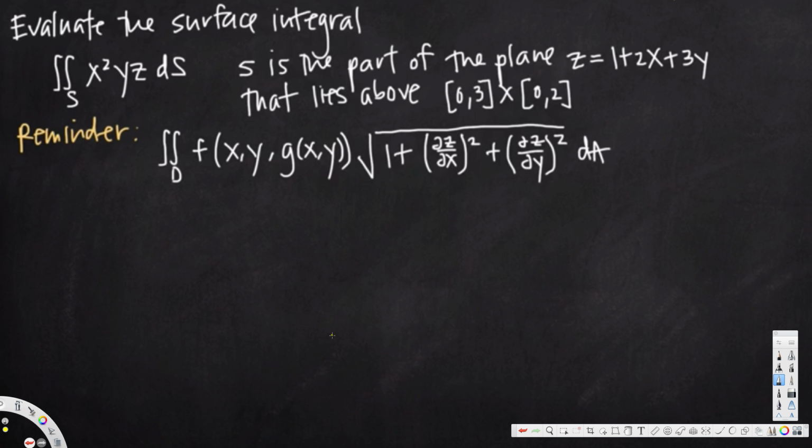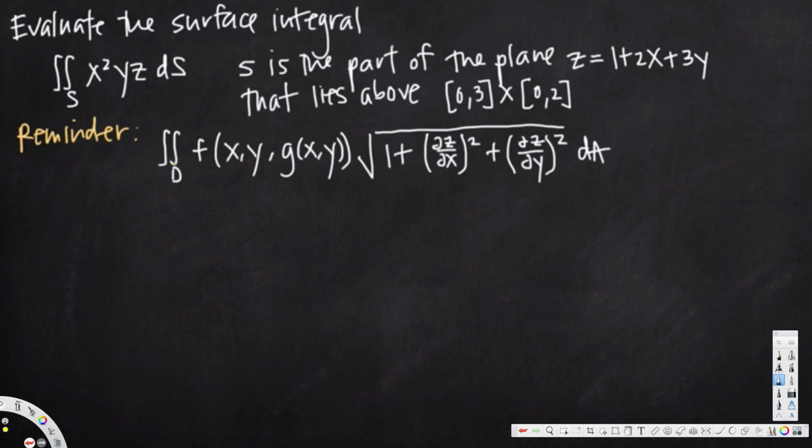Hi guys, in this video we are going to see how to evaluate a surface integral. In this particular problem we are asked to evaluate the surface integral of this given function, and the question says S is the part of the plane z equals 1 plus 2x plus 3y that lies above this rectangle, with the x coordinate going from 0 to 3 and the y coordinate going from 0 to 2.